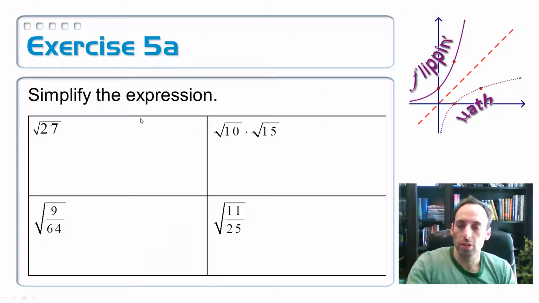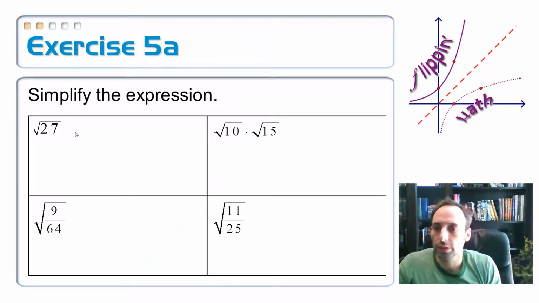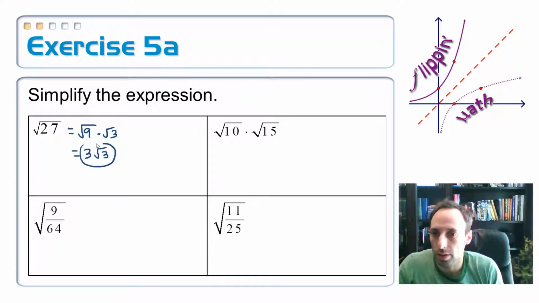Okay, let's try a couple of these together. Square root of 27. I'm going to do the square root of 27 as I can factor out a perfect square because I know 9 goes into it 3 times. And the square root of 9 is 3. And square root of 3 I just bring down.